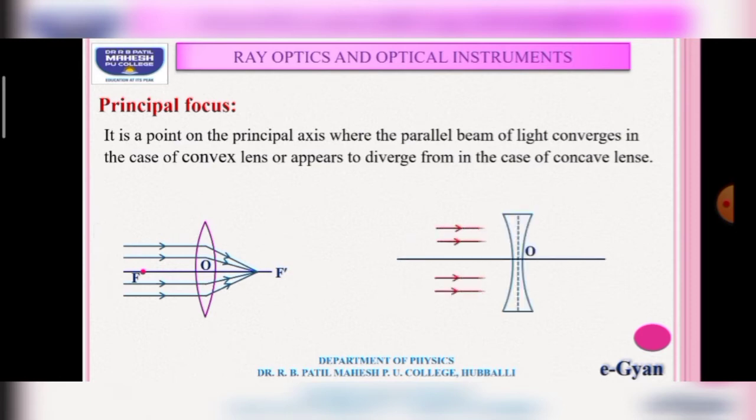And a similar diagram for the concave lens. Here the parallel beams are incident on the concave lens, and these rays get diverged after passing through the lens. When you extend them in the backward direction, they meet somewhere on the principal axis, and that point where they appear to meet or where they appear to come from is called the principal focus.